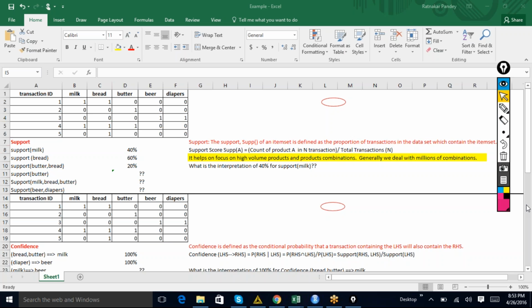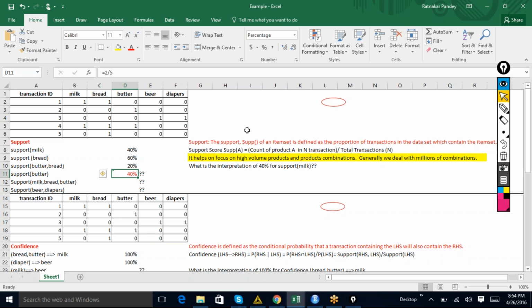Support for butter, Vijayshri says 40%. Does everybody agree with this? Devesh says 2 by 5. Richa says butter is 2 by 5. So everybody is getting 2 by 5 for butter, which is the correct answer. That is 40%, because there are two transactions where butter has been bought out of the total 5. So support for butter is 40%. Vijender has all three: 40, 20, 20%.